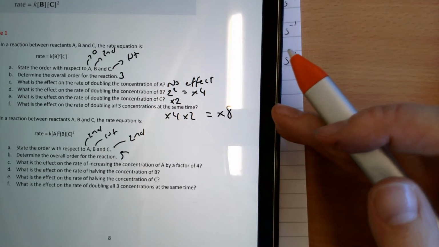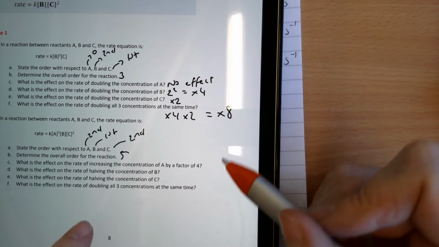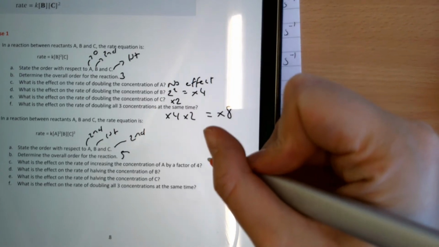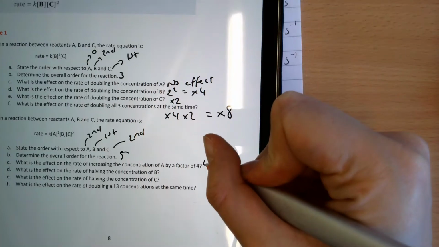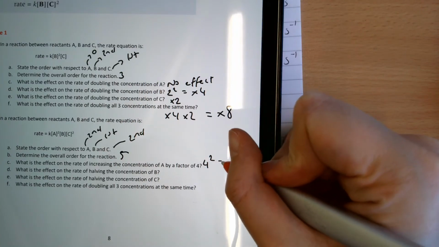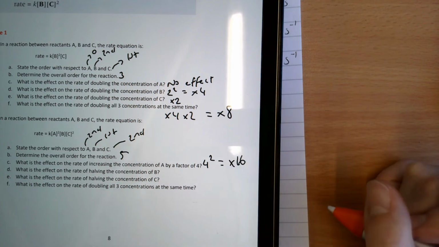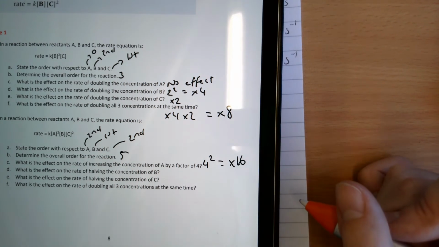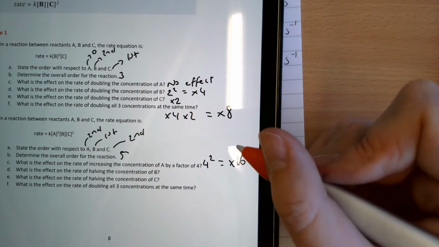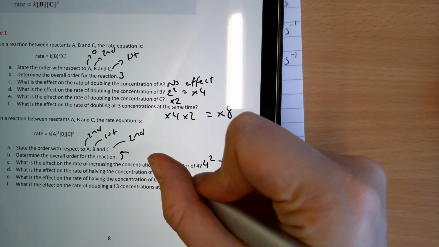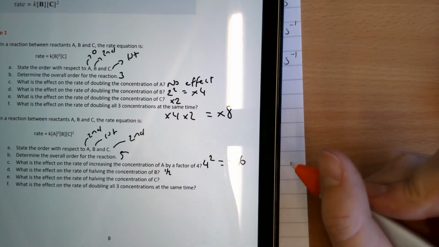So what is the effect on the rate of increasing the concentration of A by a factor of 4? I've said A is second order. If I'm increasing by a factor of 4, it's 4 to the power of 2. The rate is going to increase by a factor of 16. The next one, what is the effect on the rate if I halve the concentration of B? Well, B is first order. If I halve the concentration, I am also going to halve the rate.